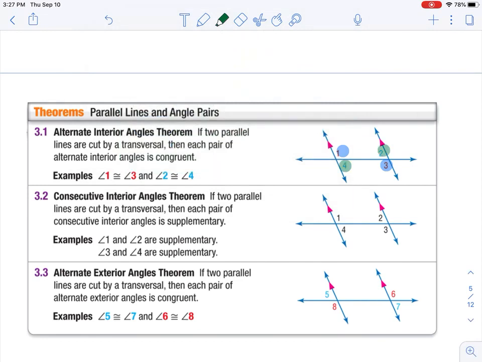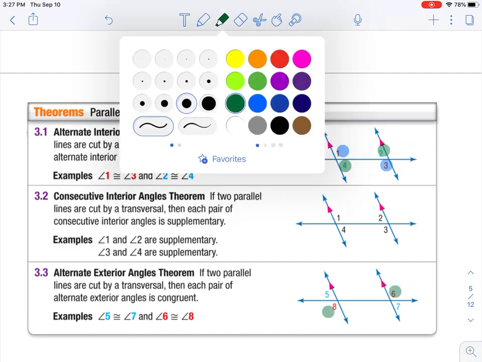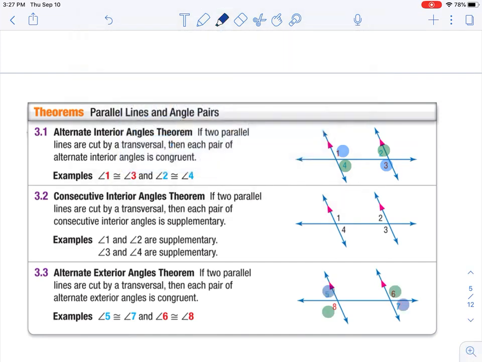We're going to skip 3.2 for a second. We have alternate exterior angles theorem. If 2 parallel lines are cut by a transversal, then each pair of alternate exterior angles are congruent. So 6 and 8 are congruent. 5 and 7 are congruent.